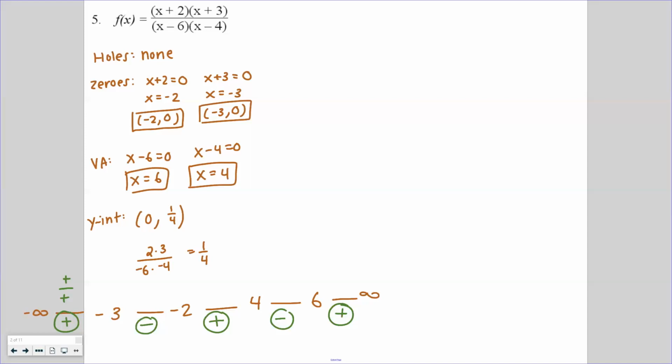All right, but good questions, you guys. So that is the sign chart. After the sign chart, everything after the sign chart, that non-vertical asymptote, the intersection point, and the end behavior all has to come from our function after we've performed the long division.